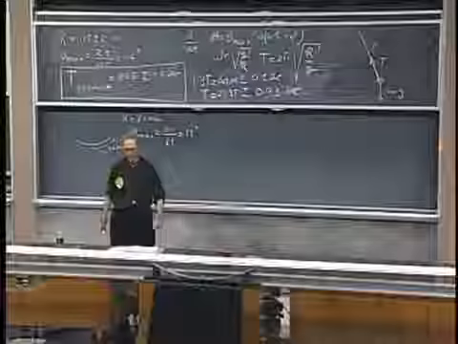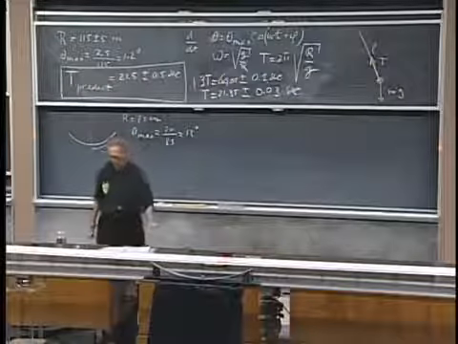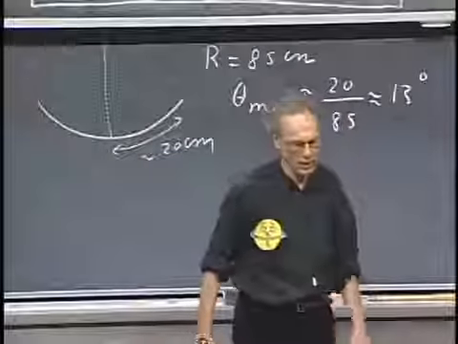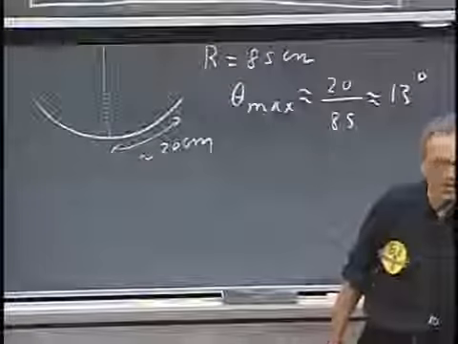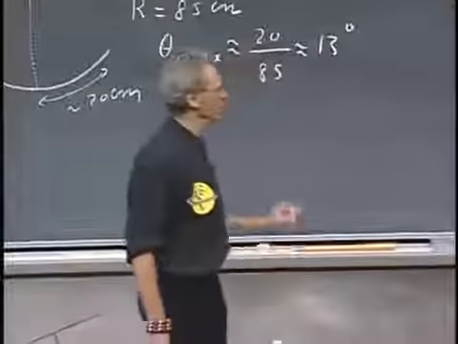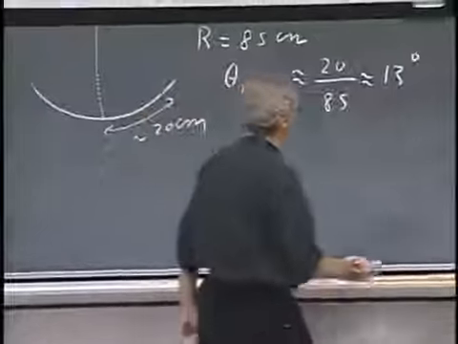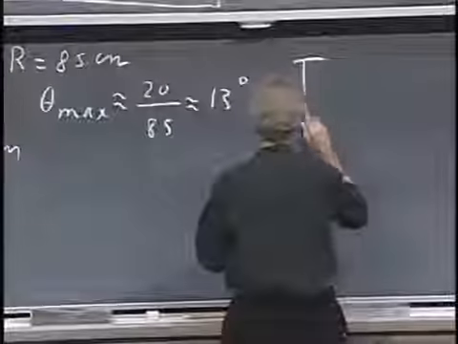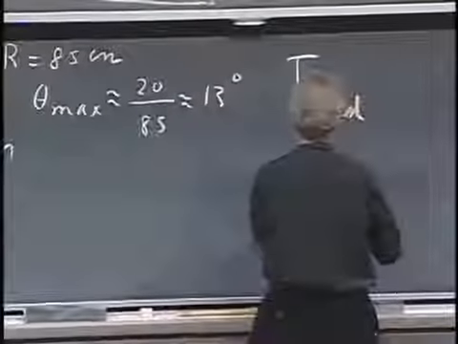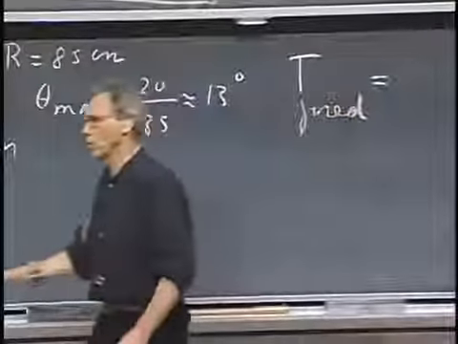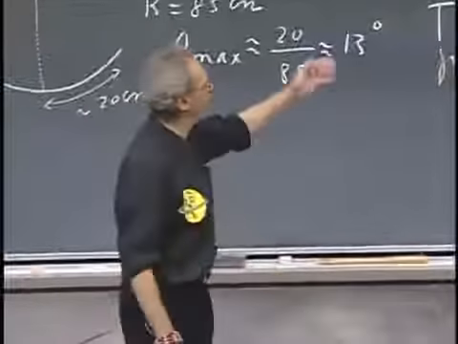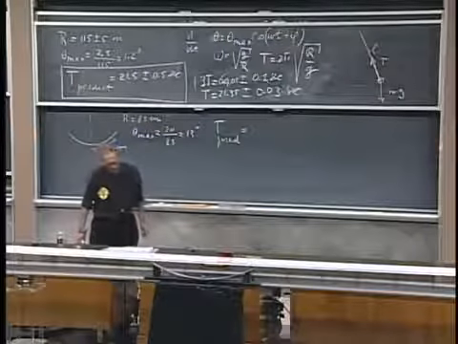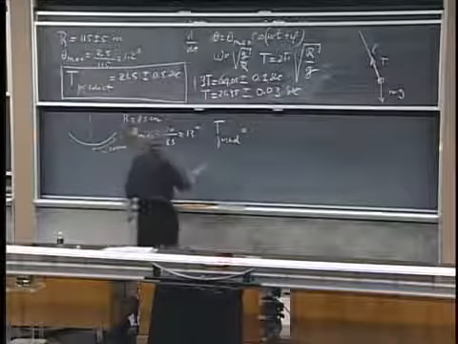13 degrees is not a bad situation, because the difference between cosine theta and 1 minus theta squared over 2 is less than 0.01%. It's that small. So I can make a prediction of the period of this oscillation. You take 2 pi times the square root of R over g, and you find 1.85.